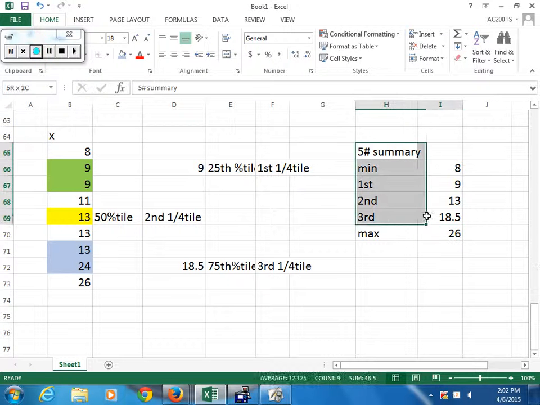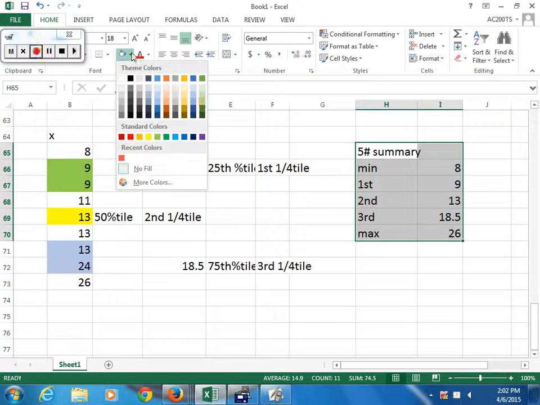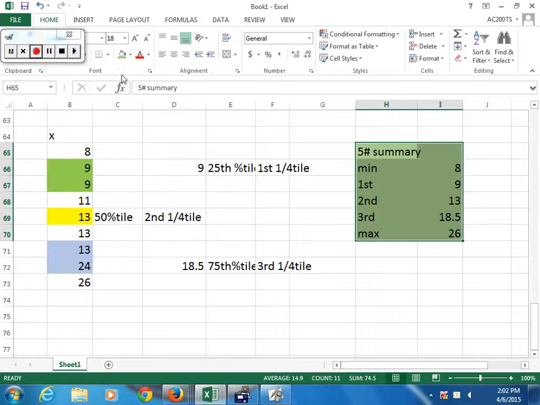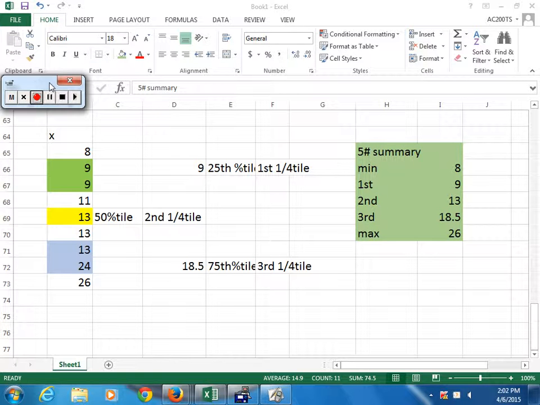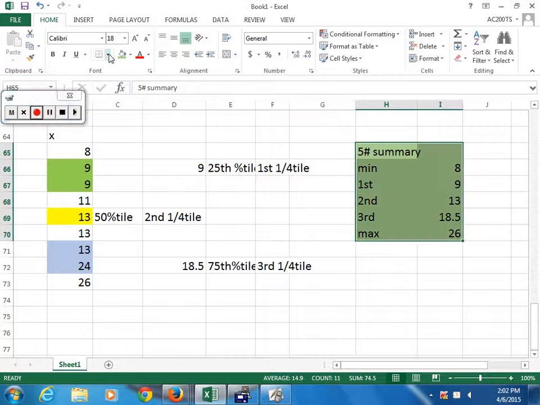So you might want to make a note of your 5-number summary, because sometimes you might see it with a test question or a homework question or whatever the case may be.